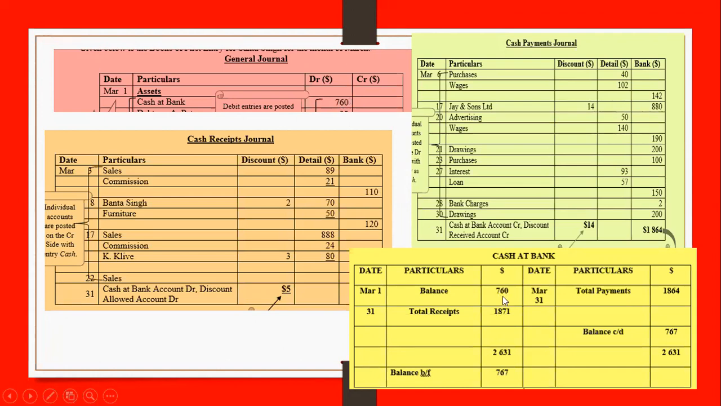And lastly, you can see, class, I have posted this cash at bank to the debit side using the rule same side posting. Over here, same side posting means from the debit column to the debit side of the ledger account. Do you understand that transfer?